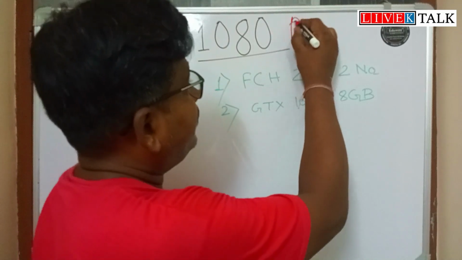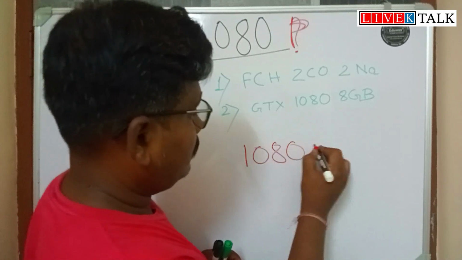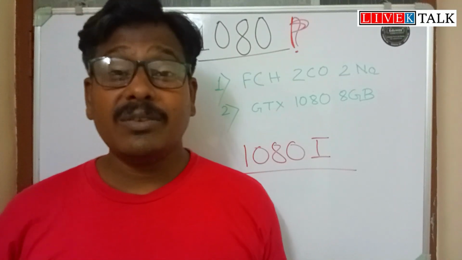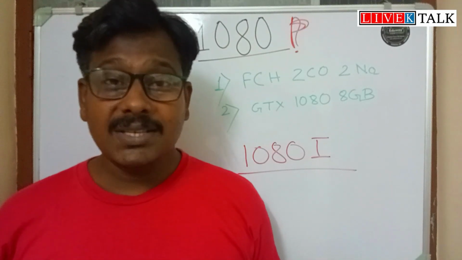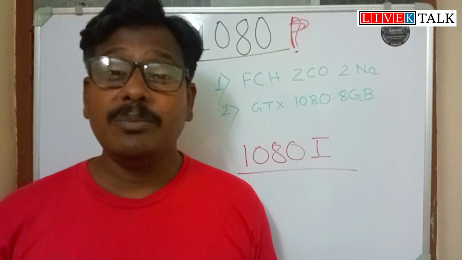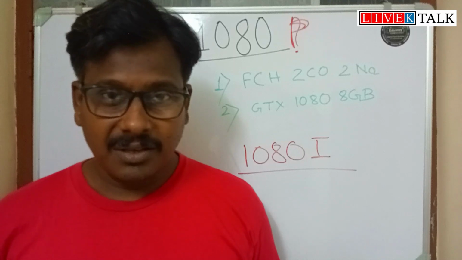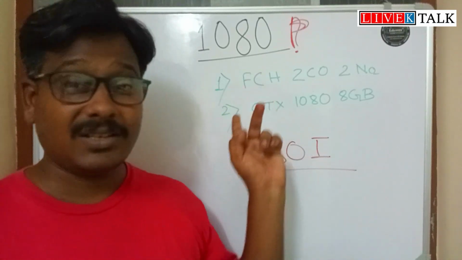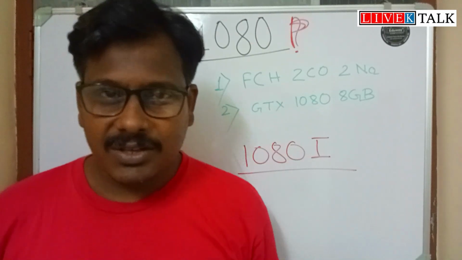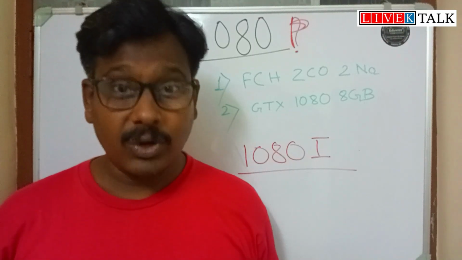It should be 1080p or 1080i. If the interviewer asks what is 1080p or what is 1080i, then the question is correct. Without any p or i following 1080, it doesn't make any sense. So if the interviewer asks you what is 1080p or what is 1080i, then your answer is ready. What will be your answer?